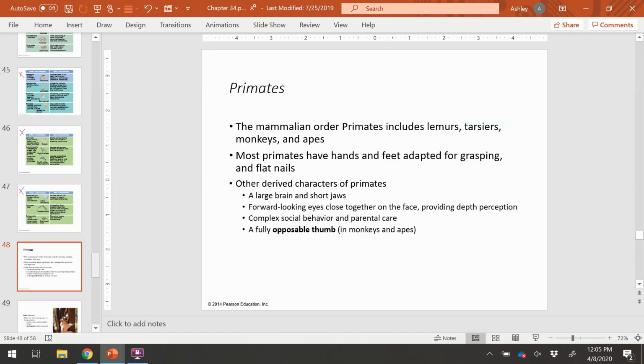All right, looking at our primates, so that is our next group. So they include lemurs, tarsiers, monkeys, and apes. They're known for these features here, which I believe should be on your list, of a large brain and short jaw. They have forward-facing eyes, and so instead of being on the sides of their face, they are front-facing, and that provides better depth perception. They have complex social behavior and parental care. And then monkeys and apes have a fully opposable thumb.